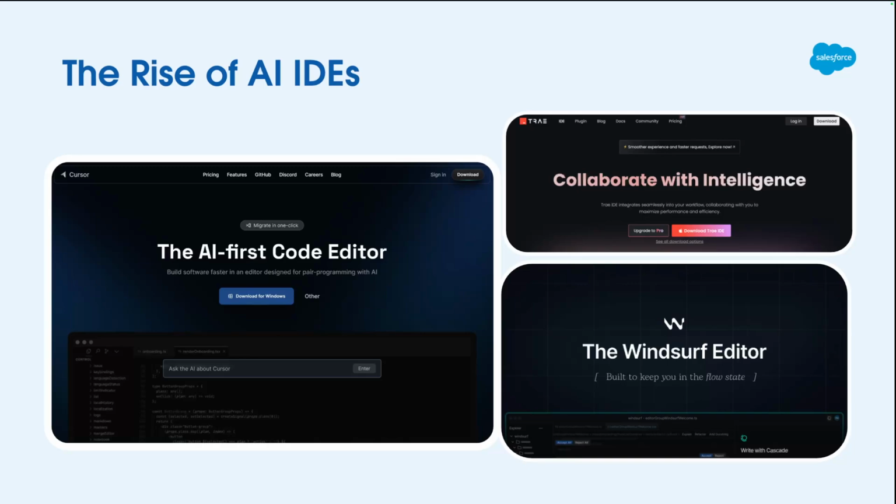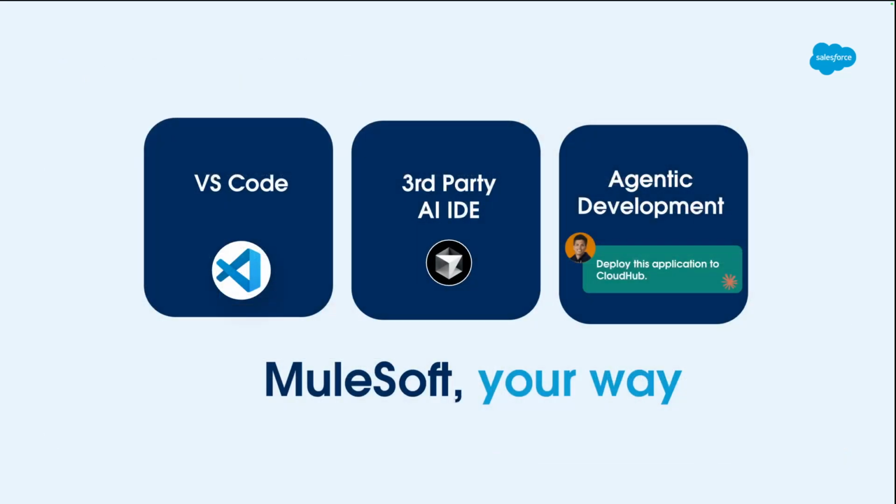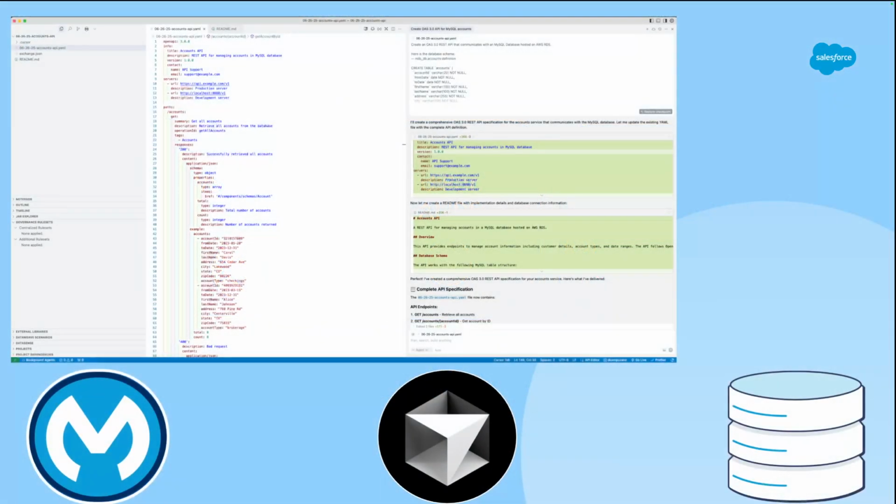And MuleSoft's initial investment in Anypoint Code Builder has allowed us to natively integrate with these tools such as Cursor, Windsurf, and Tray. So MuleSoft meets you where you're at. If a developer chooses to write in VS Code with Einstein, we can do that. If they choose to use a third-party AI IDE such as Cursor, we also enable them to do that as well.